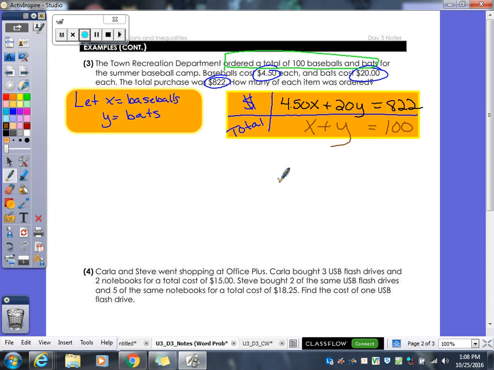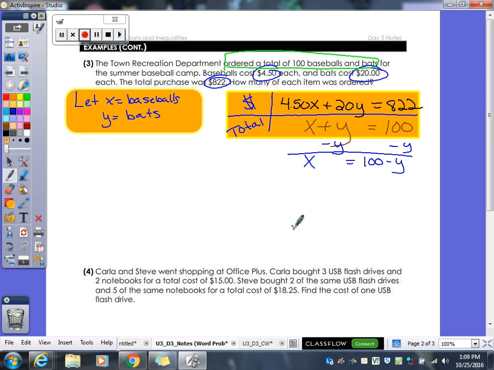Now, I could do this one with elimination, but why don't we do this one with substitution just to practice substitution a little bit? What do you think? You think it would be easier to do elimination? Actually, it's easier either way. It turns out to be the same. I could do it both ways if you want. If I want to make this one substitution, I've got to make one of them either X equals or Y equals. I'm going to just minus Y from both sides here. And I'm going to get X equals 100 minus Y.